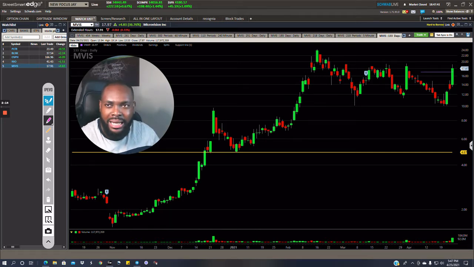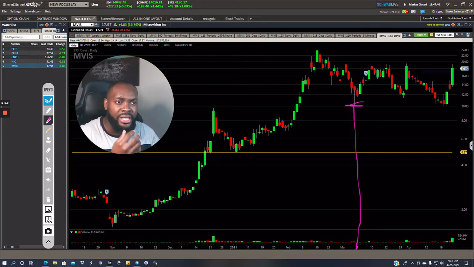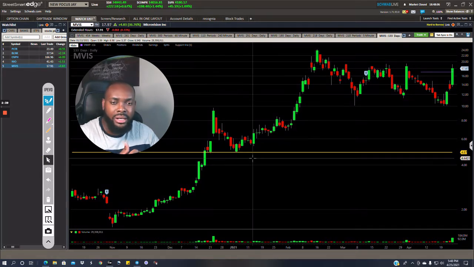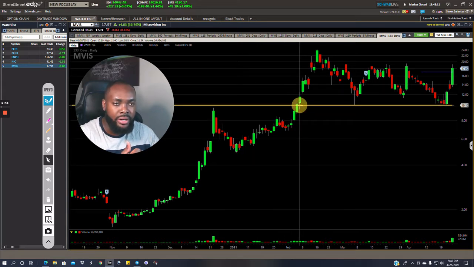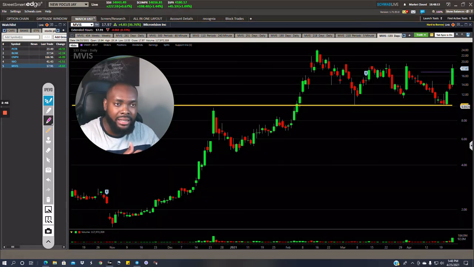So when we look at MVIS right here, guys, we see that basically right around March 8th, MVIS came down to about $10, right? And from that level, we see MVIS run up, almost back up into the resistance. It didn't get as high as it did before. And again, what do we see? MVIS pull back down almost to $10 again, right? So basically, this is where we come in and we identify our support level. And this is where we map out the $10 level, right?